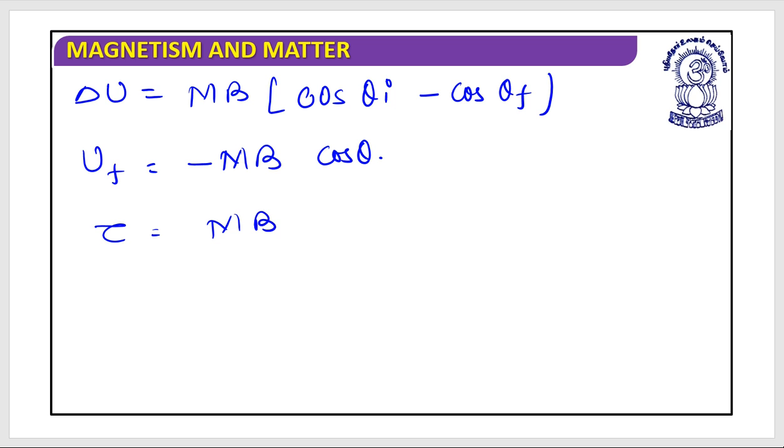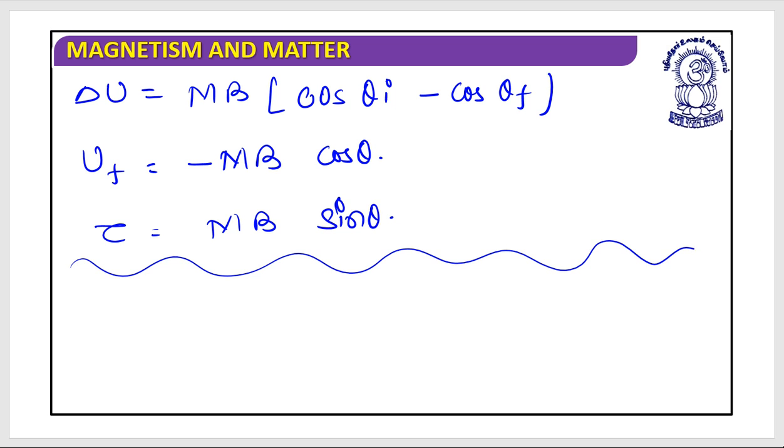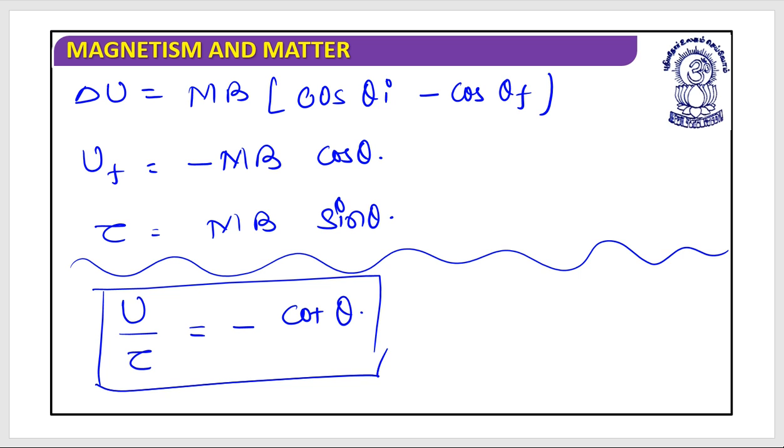For the torque, I have the relation tau equals mB sin theta, where theta is always the angle between the magnetic moment m and the magnetic field B. If I take the ratio of this U by torque, that is equal to minus cos theta by sin theta, which is cot theta. So potential energy divided by torque would be equal to cot theta.